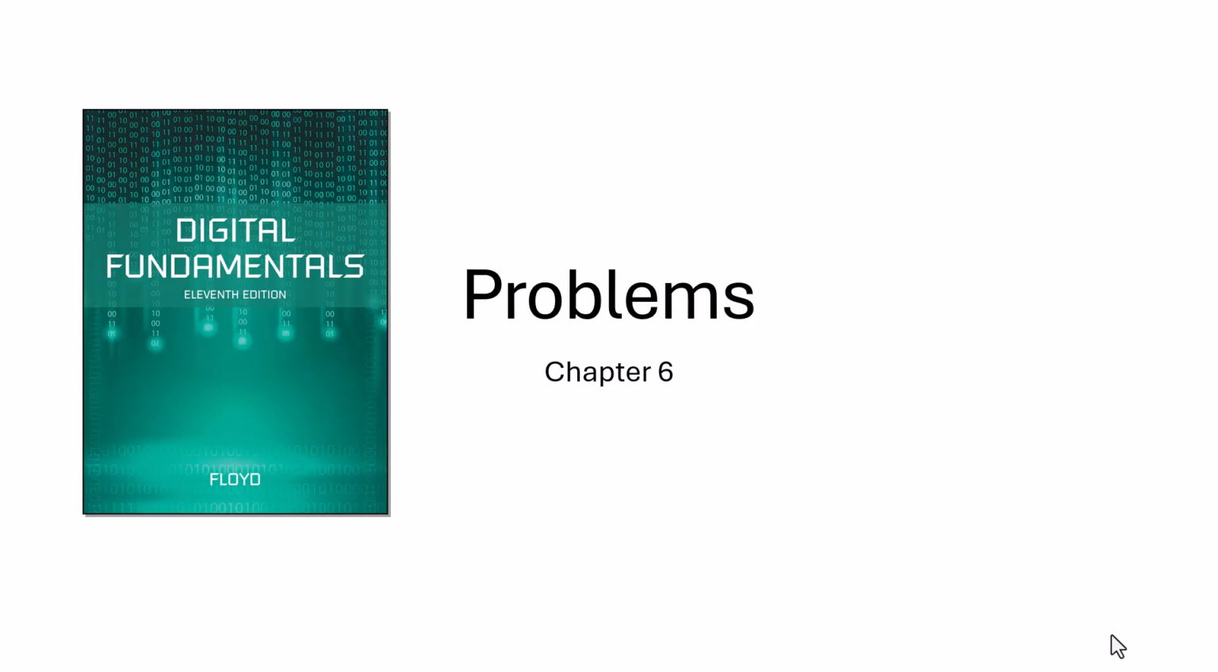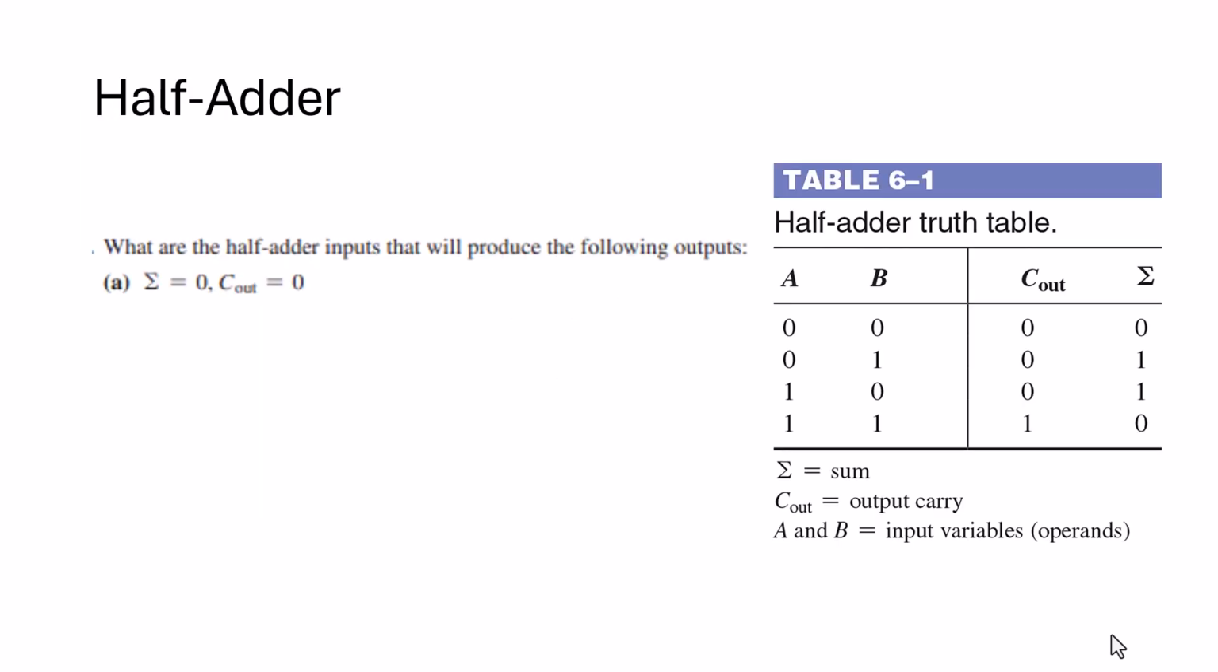In this session, we will be discussing a few questions from Floyd chapter 6. Question number 1. What are the half-adder inputs that will produce the following output? There are many parts for this question, but I will be answering part A, and the rest will be similar, same spirit.